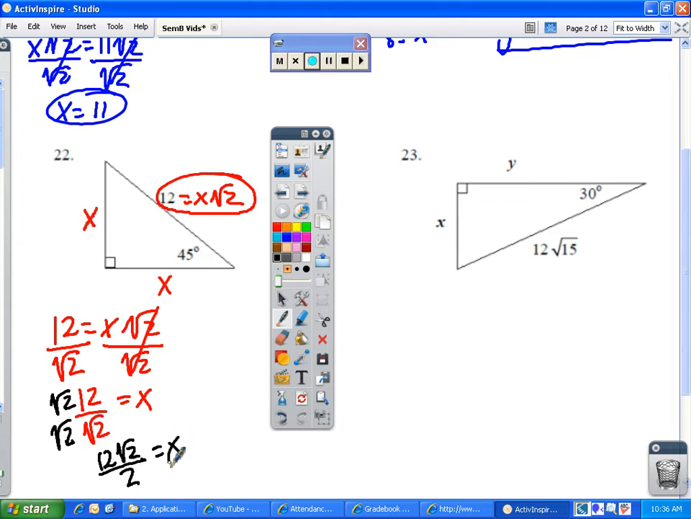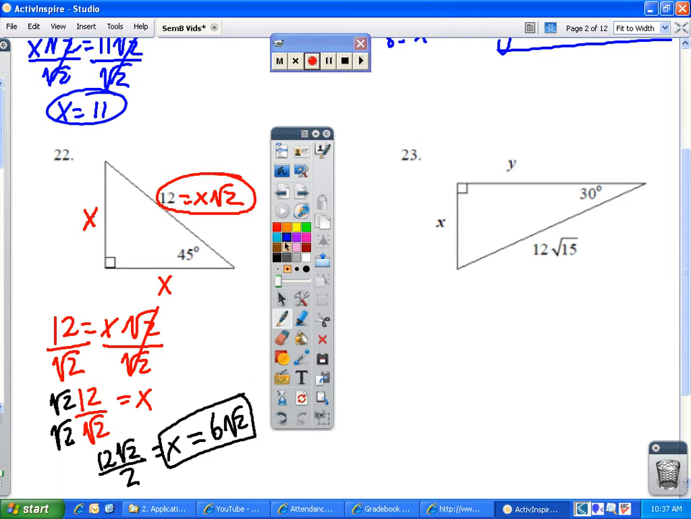Okay, almost done. I wish I was finished now, but I'm not quite. We can actually also simplify the 12 and the 2. 12 divided by 2, since neither one is under a radical, we can divide them, and that would be 6, and we still have that root 2 left over. So that's what x happens to equal here, 6 root 2.